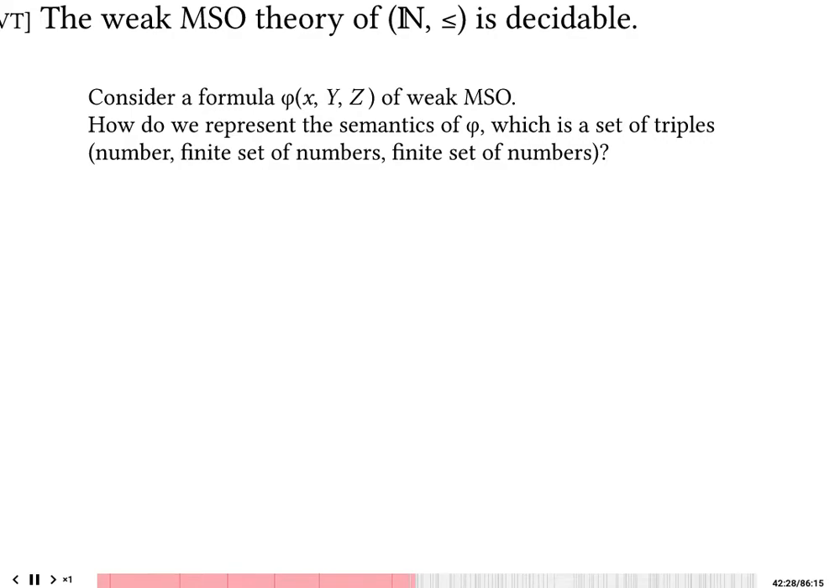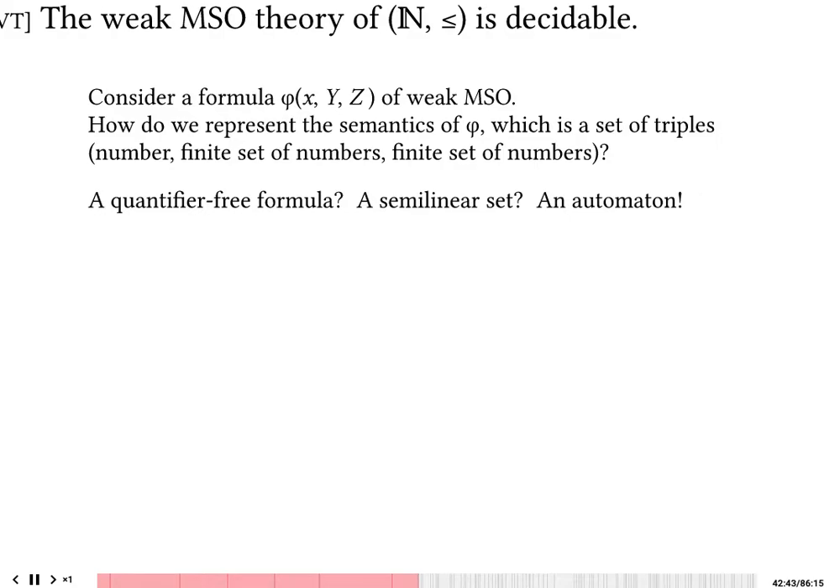So how do we represent this set of triples? Well, maybe it would be a quantifier-free formula as in Tarski arithmetic. This is what we're not going to do. Maybe some kind of generalization of semilinear sets. Well, the answer is we're going to use an automaton. Maybe you could call that a semilinear set if you wish, but I don't think that would be very well justified. So the big insight here is that we can use an automaton to represent the semantics of a formula. And this is something that we will be discussing many times in this tutorial.